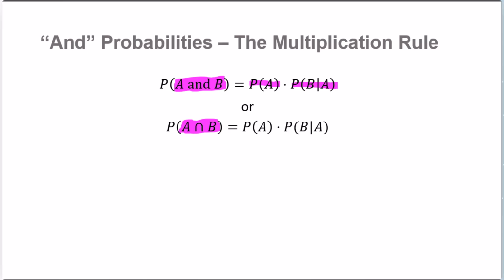And you could also do this in the other order. There's nothing special about A and B. You could do probability of B times probability of A given B. It doesn't matter the order.